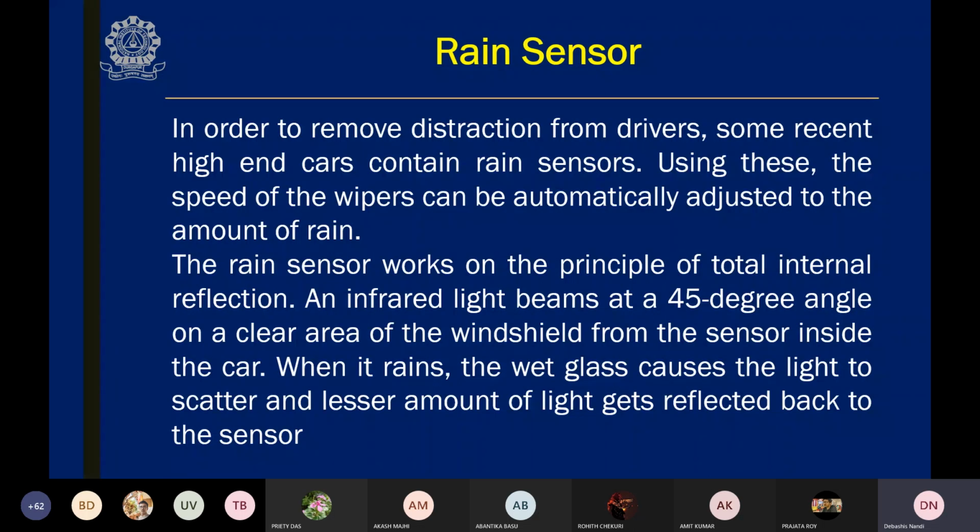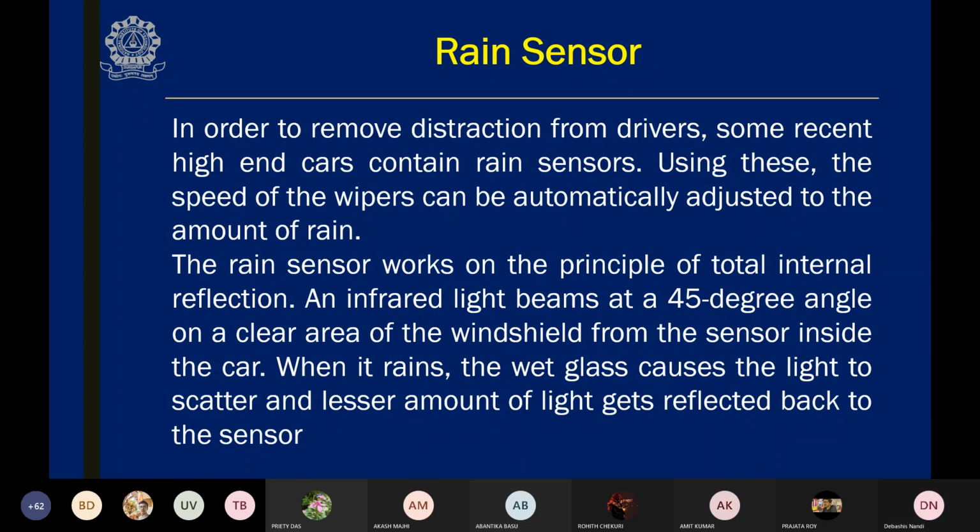The rain sensor works on the principle of total internal reflection. An infrared light beams at an angle of 25 degrees on a clear area of the windshield from the sensor inside the car. One arrangement is there. So it is not possible to draw all these things here.